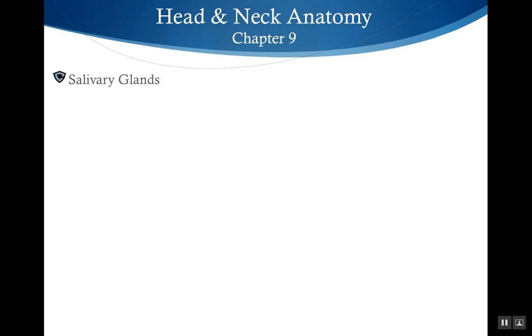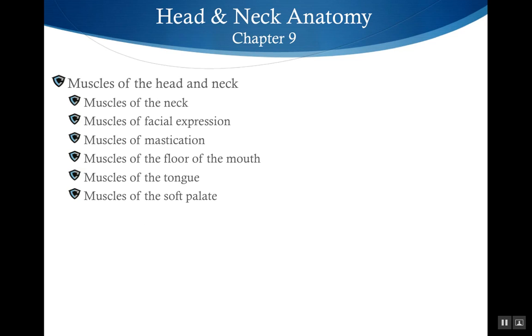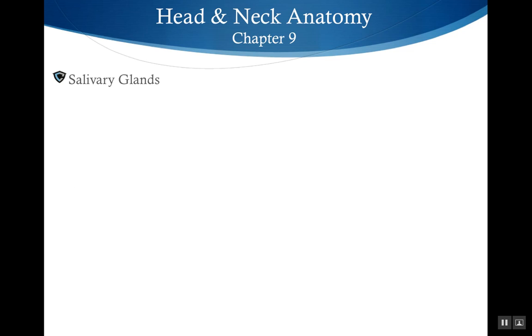The next group, the muscles of the soft palate. Sorry about that. The muscles of the soft palate, there are two major muscles. Those are the palatoglossus and the palatopharyngeus. And then finally, the muscles of the pharynx. Those are the muscles that are involved in swallowing.